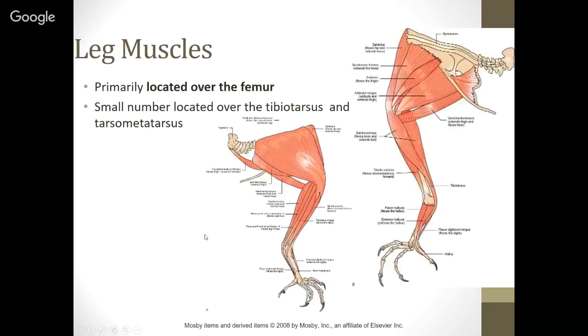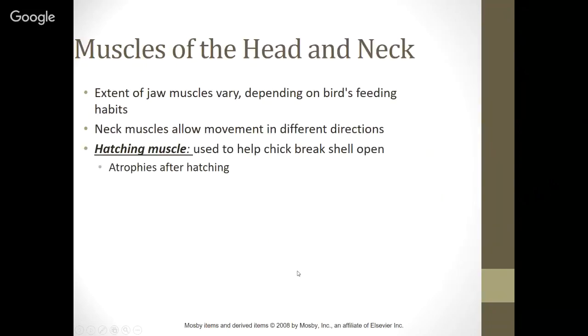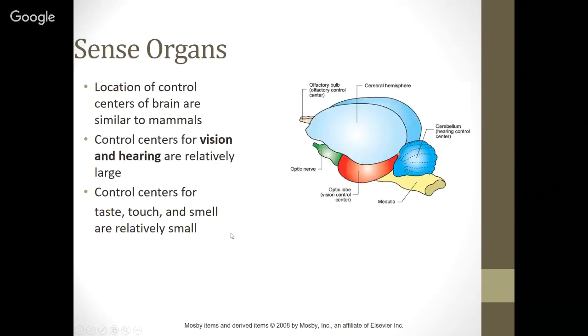The leg muscles are primarily located over the femur. There are a small number that are located over the tibiotarsus and the tarsometatarsus. So the drumstick is down here, and we have our thigh muscles up here. Muscles of the head and neck: the extent of the jaw muscles varies depending on the bird's feeding habits. The neck muscles allow movement in different directions. There is a muscle called the hatching muscle that is used to help the chick break the shell open. It does atrophy after hatching. We don't see it again after the bird has hatched. They don't use it again.